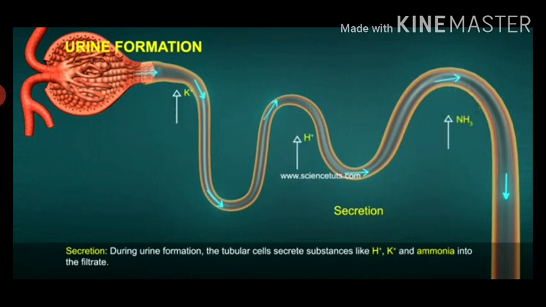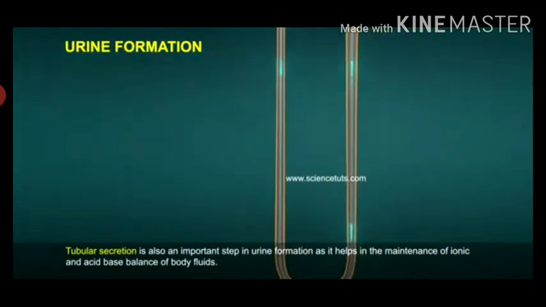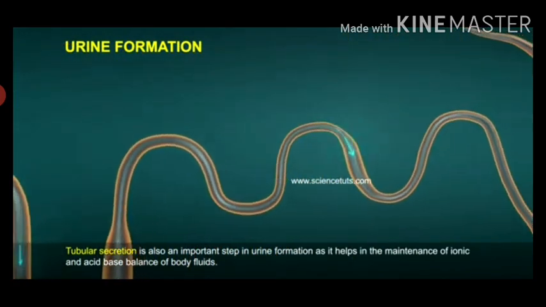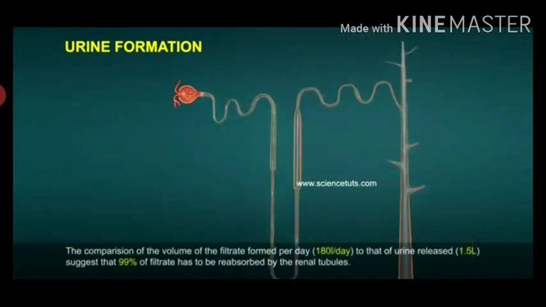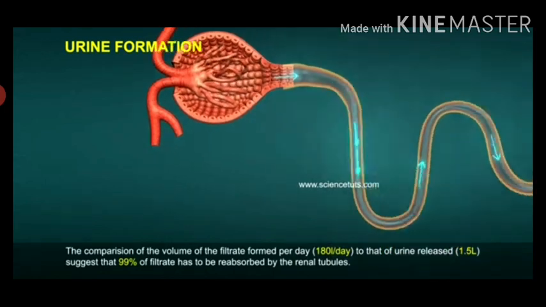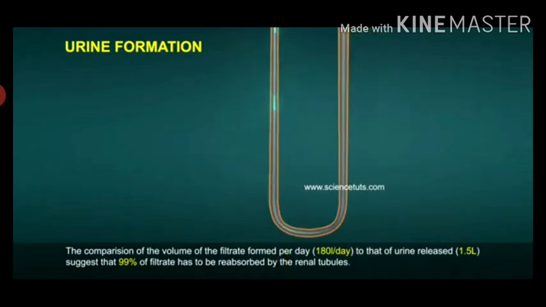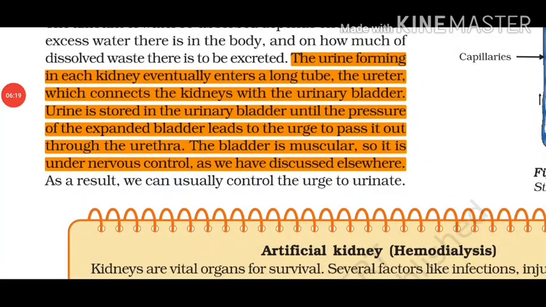During urine formation, the tubular cell secretes H+ and NH3 ions, which is important in maintenance of ionic and acid-base balance of body fluids. As salts and amino acids are reabsorbed, the amount of water reabsorbed depends on how much excess water there is in the body and on how much dissolved waste there is to be excreted.